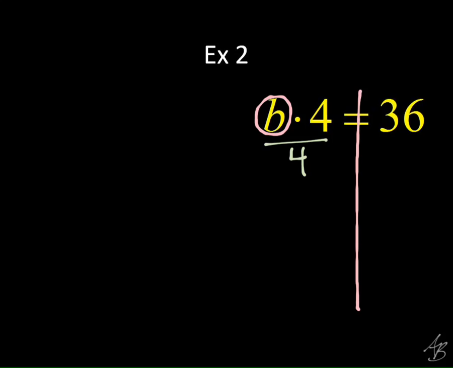Okay, so we divide by 4 on the left side to get rid of that 4. But if we divide by 4 on the left, we have to divide by 4 on the right. Okay, so now we simplify. On the left side, what's going to happen with these 4's? They cancel. Okay, so just like when we add and subtract, they cancel each other out. When we multiply and divide, they cancel. 4's cancel. B is left by itself. 36 divided by 4 on the right side is 9.